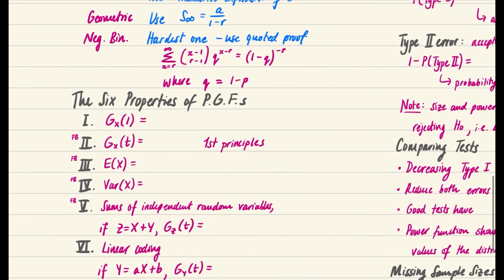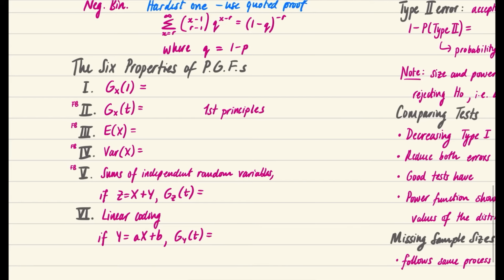Okay, and we've got the 6 different properties of the probability generating functions here. Now, the first one is not in the formula book. It's that if you substitute 1 into the probability generating function, it should all sum to 1. Because remember, in probability generating functions, it's the coefficients of t that are the probabilities. So it makes sense that when you sub t as 1, it should all sum to 1.